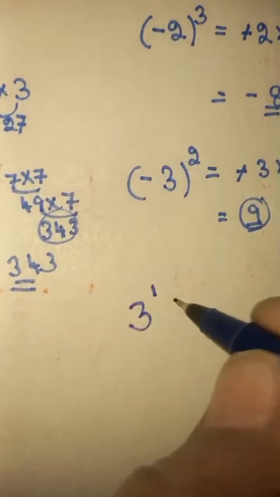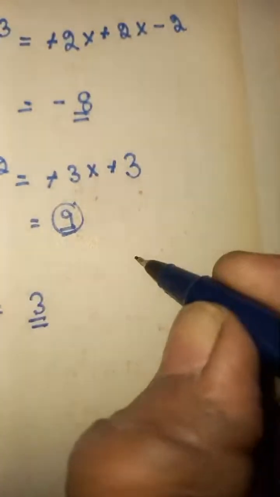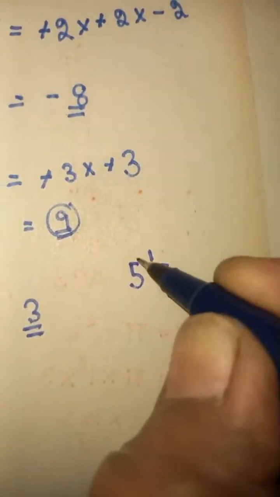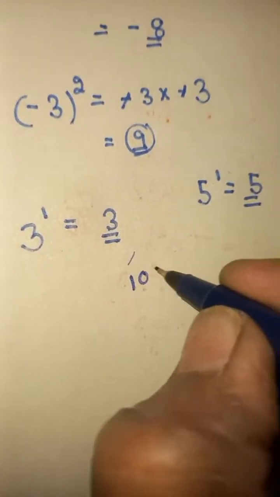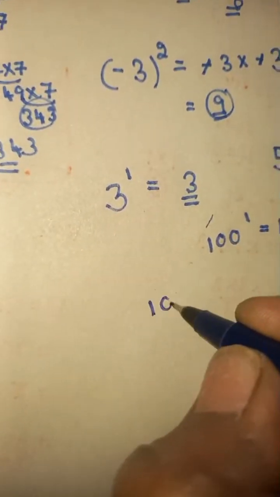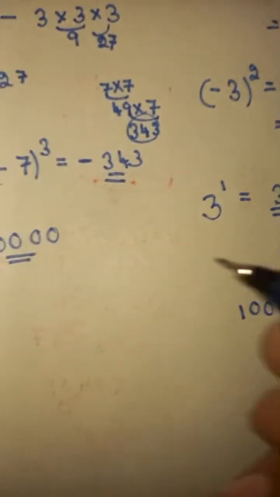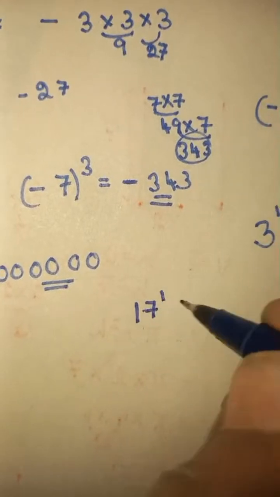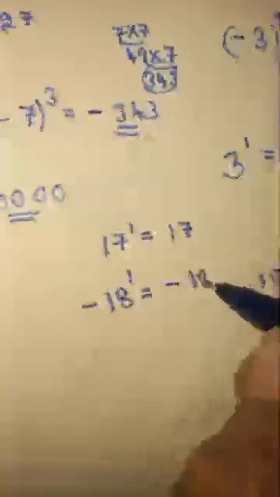Let's take this problem. 3 power of 1 means there is only 1 time, so it remains as 3. And 5 power of 1 means there is only one 5, so here also it remains as 5. If you take 100 power of 1, it remains as just 100. And if you take 1000 power of 1, still it remains as 1000. In the same way, if you take 17 power of 1, it remains 17, minus 18 power of 1 remains as minus 18 itself. That is the power of 1.